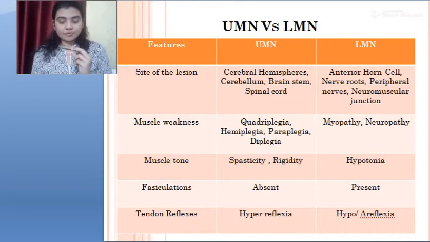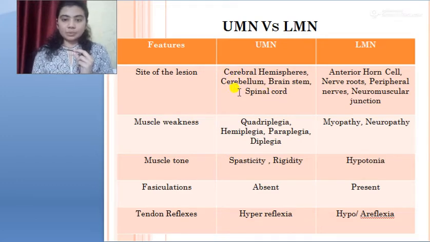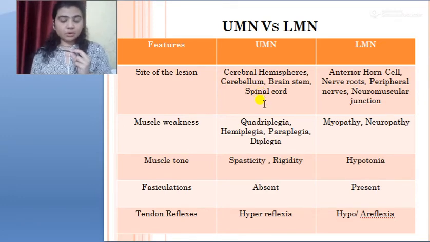In LMN type of lesion, it can be the involvement of the ASC, that is the anterior horn cell, involvement of the nerve roots, peripheral nerves, or the neuromuscular junction. In upper motor neuron, I have mentioned the spinal cord because if the spinal cord pathology involves the corticospinal tract, then it may lead to signs and symptoms of the UMN, because CST, that is the corticospinal tract, is an upper motor neuron mediated tract. So if that spinal cord pathology involves CST, then we are having UMN type of lesion.